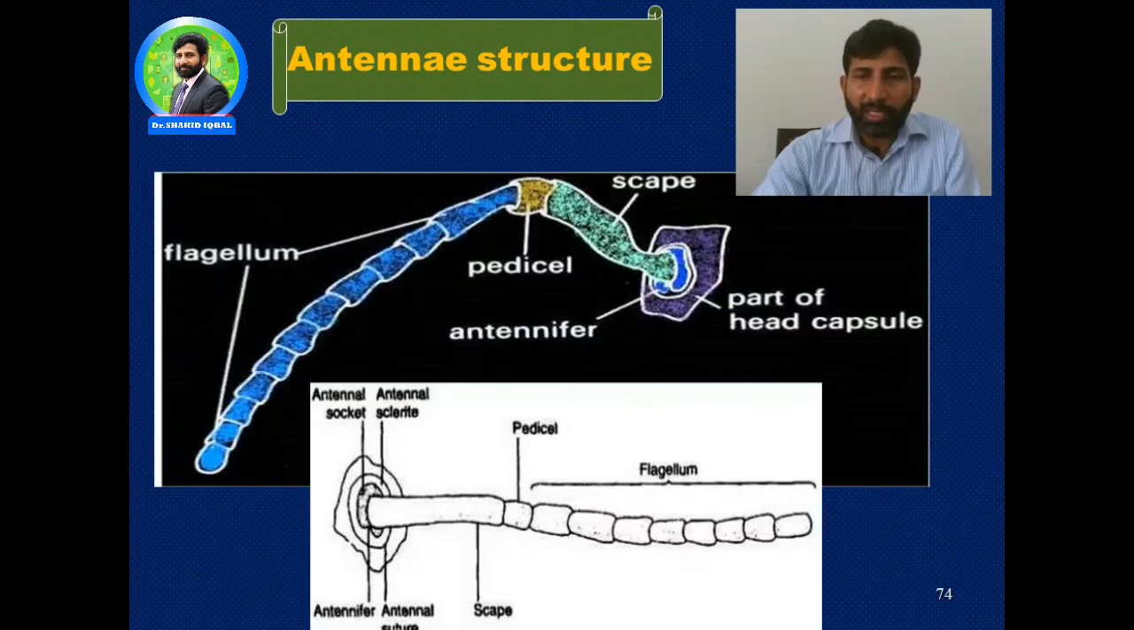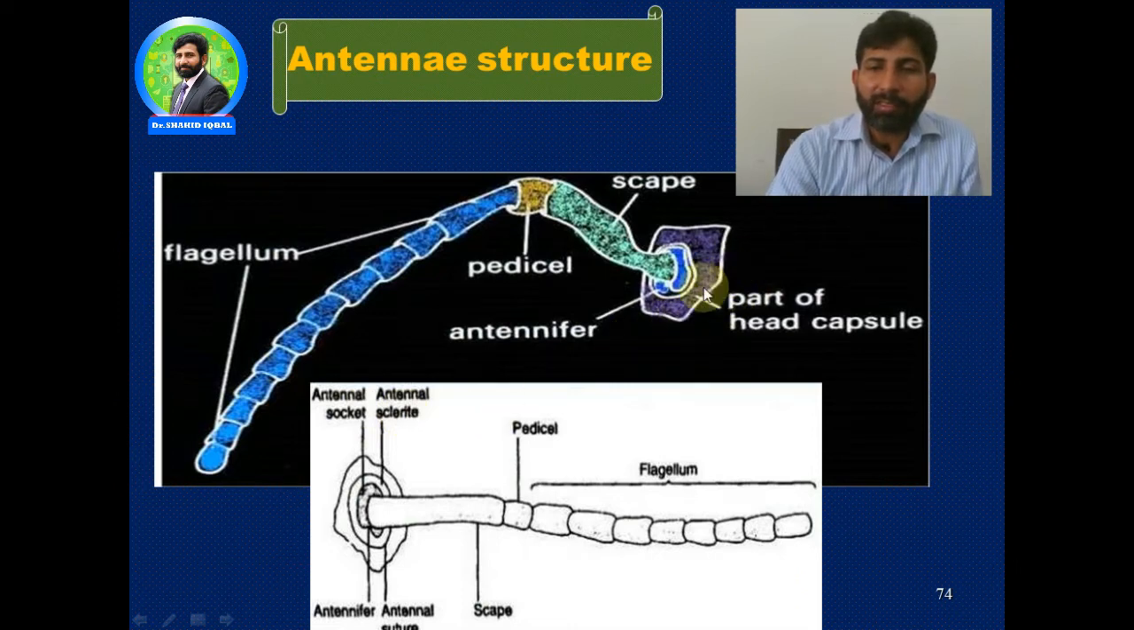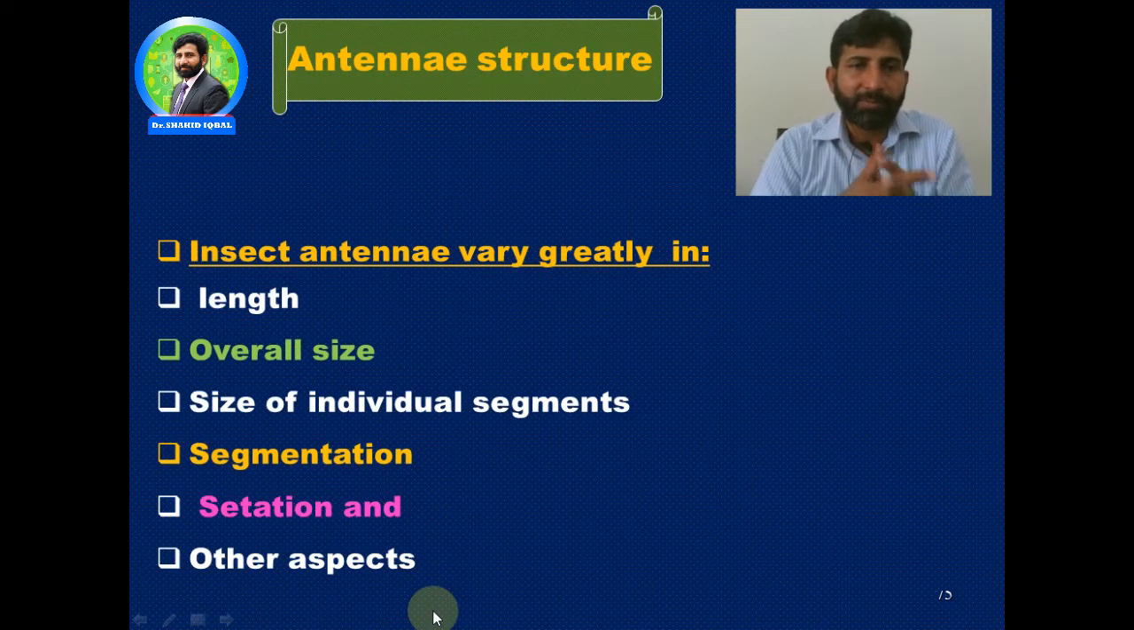I can show you in the diagram here. You can check here. This is the part of the head capsule. This is the scape, and this is the antennifer. And this is the pedicel, and all the rest is the flagellum. Here in another diagram, this is the flagellum, this is the pedicel, this is the scape, and this one is represented here. This is the antennal sclerite, here the antennal socket, and this is the antennifer and the antennal sutures. All are the structures of a single antenna.